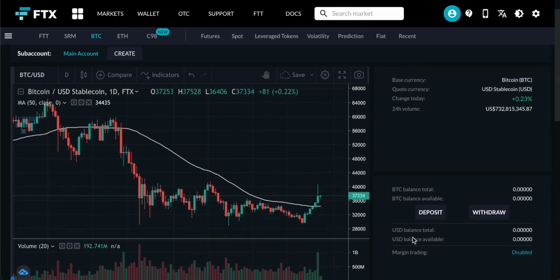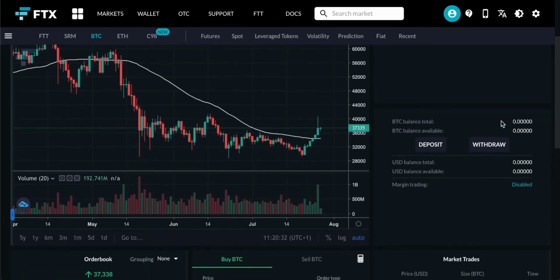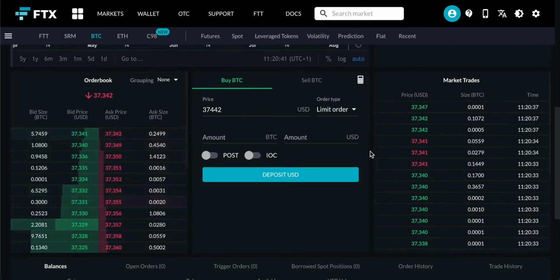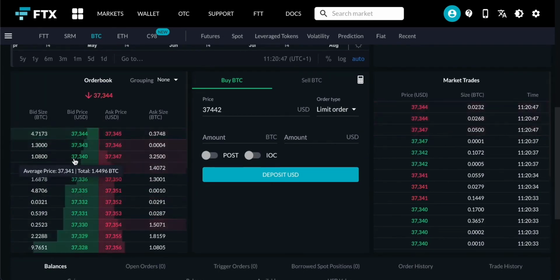You have some easy deposit and withdraw options right here. So if you have a US dollar balance, you can just deposit and withdraw. And then right down here are our trading options. On the left-hand side, we have the order book. The order book shows all of the live orders in the market.